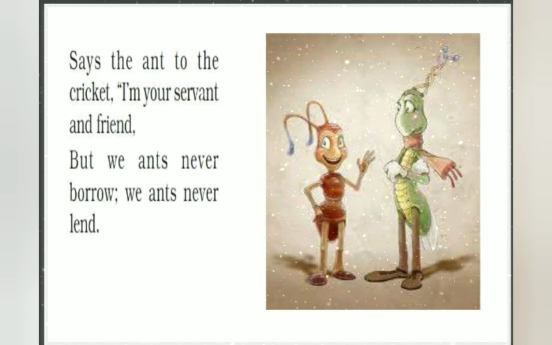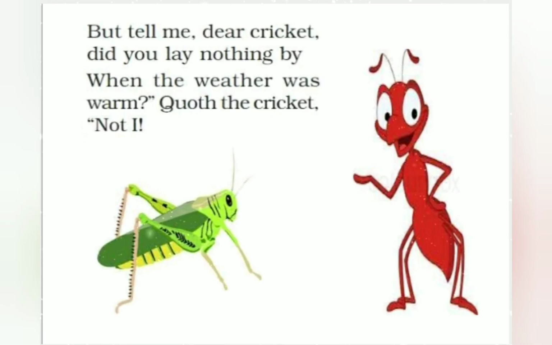So, dear students, what do you see? That the ant directly refuses to give him anything. And now, see the next lines. What happens in the next lines? "But tell me, dear cricket, did you lay nothing by when the weather was warm?" Quoth the cricket, "Not I."